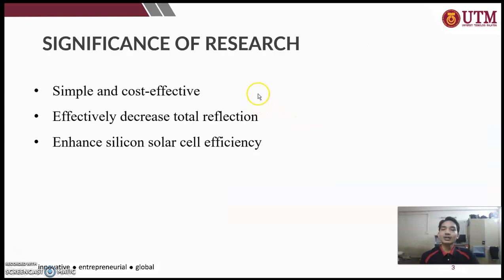And the significance of my research is that my method is simple and cost effective, and the inverted pyramid silicon structure effectively decreases total reflection and has low reflectance, and my material could be used as material for silicon solar cell to improve the silicon solar cell efficiency in solar cell application.